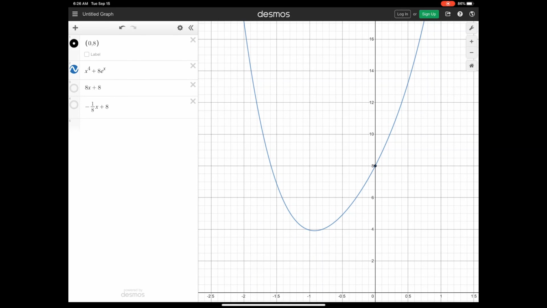Okay, so we found the equation of the tangent line to be 8x plus 8. That's right here in green. Looks good. And then here is the normal line, -1/8 x plus 8. And you can see that the normal line is perpendicular to the tangent line. That's all that means. Good? Feel free to graph anytime you want to really understand what's going on and have a visual representation of whatever it was that you just found.